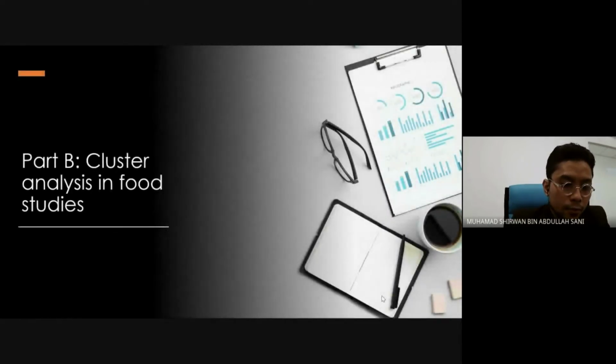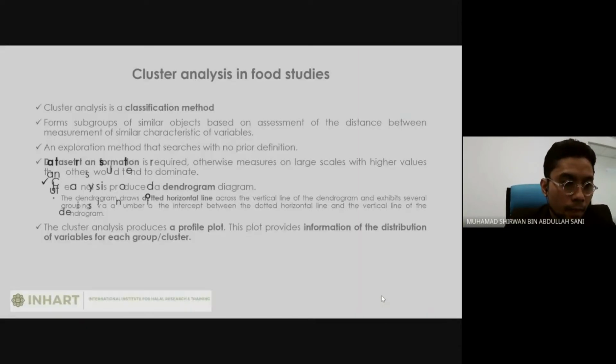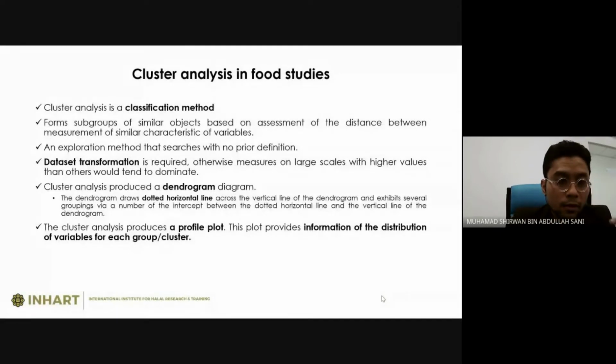Okay. And then we move to cluster analysis in food studies. So we talk about what is the function of cluster analysis. It will group the samples into specific groups according to the distance measured, based on the parameters or variables that we have. However, for this cluster analysis, data set transformation is recommended, as far as we talked about.